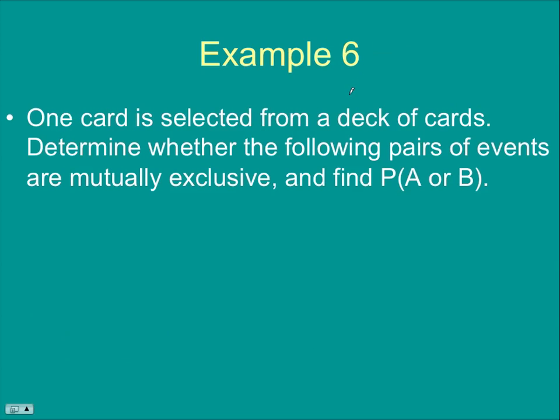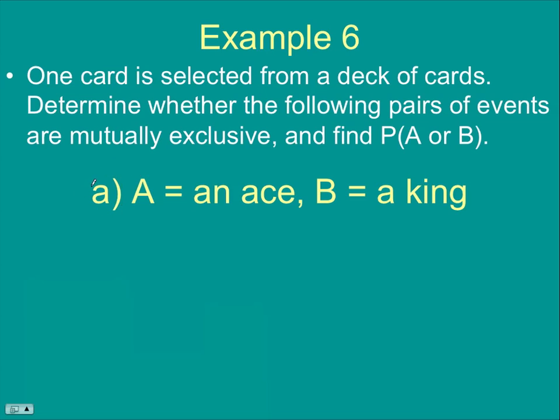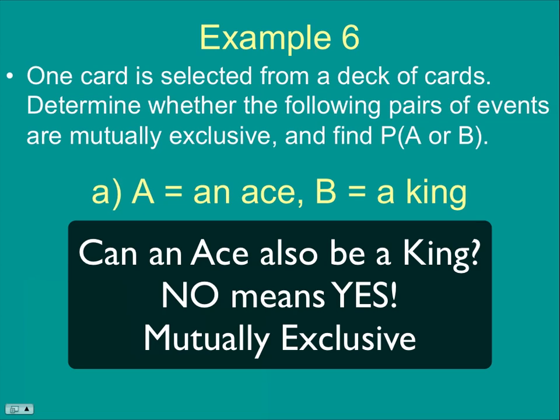So for example 6, one card is selected from a deck of cards. Determine whether the following pairs of events are mutually exclusive, and then find the probability of A or B. Okay, for letter A, we're looking at an ace and a king. So can an ace card also be a king? Well, in this case, no. So if you answer no to the question, can a card be both, then you're going to say that this is mutually exclusive.